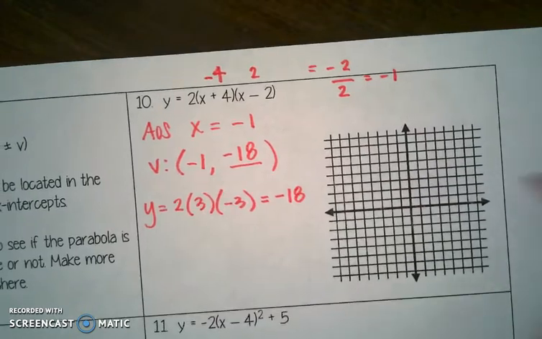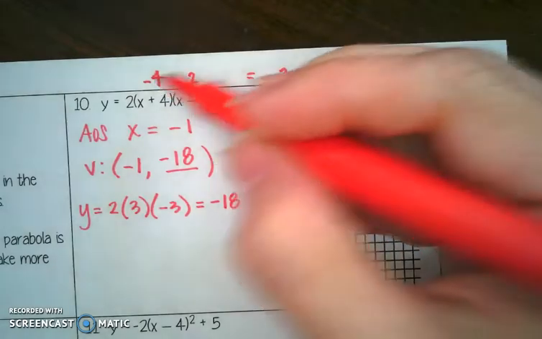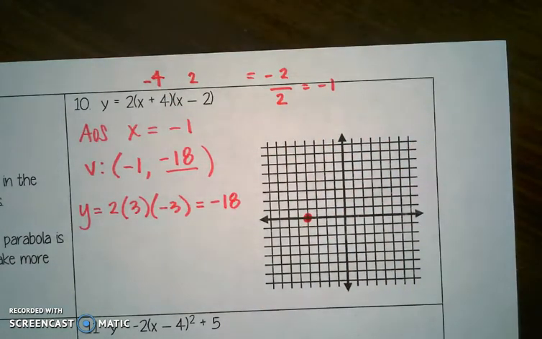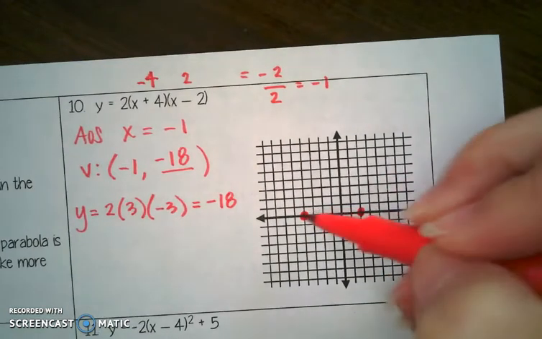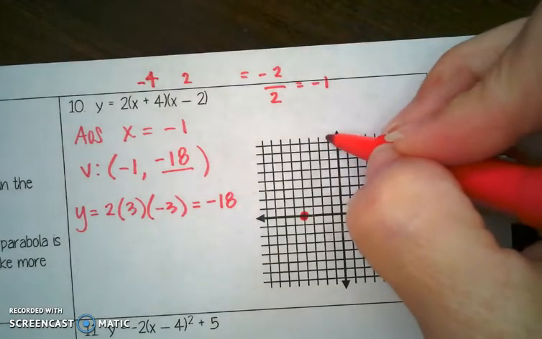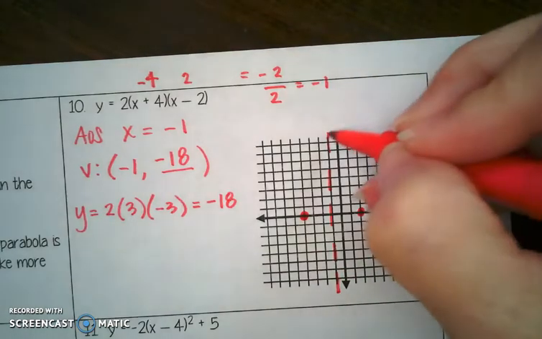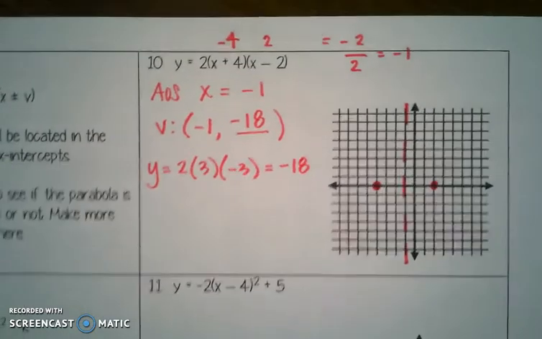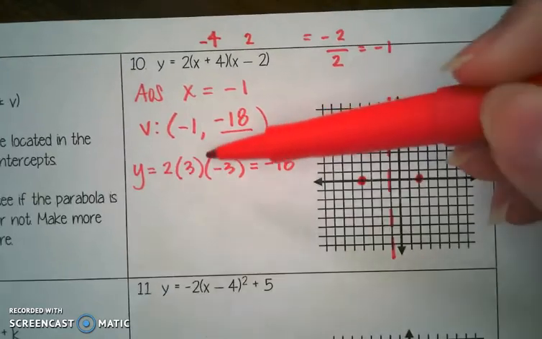All right, now another comment is that when we go over here to this graph, we know that one of the x-intercepts is right here at -4, and the other one is right here at +2. So we know those two points are going to be on this graph. Here is our axis of symmetry, and we found that our vertex was at -1, -18.